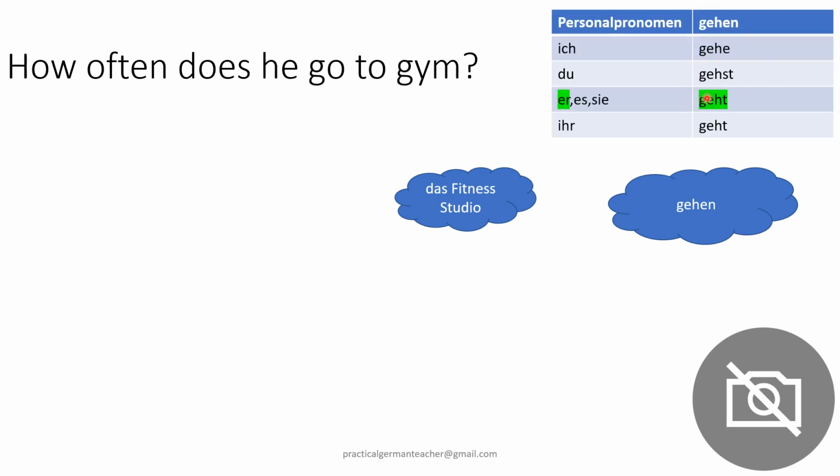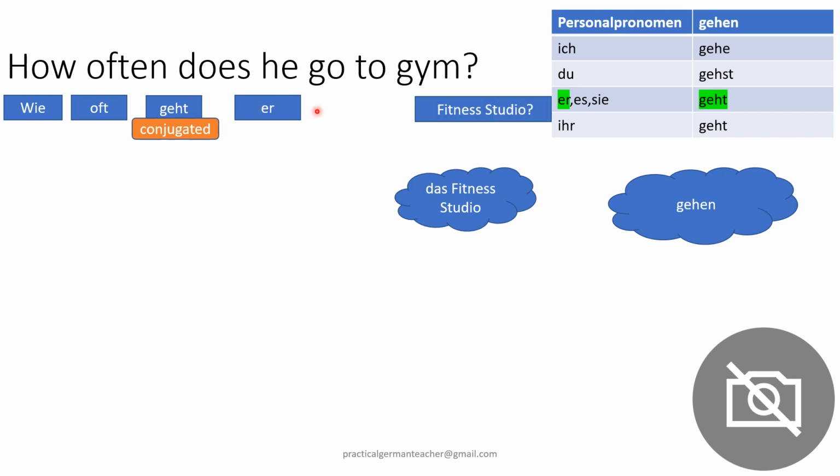You have the conjugation table over here. So how often, you write it as wie oft. Then the verb conjugated for er. So wie oft geht er Fitnessstudio. Here it is in accusative case. So wie oft geht er ins Fitnessstudio? All right.